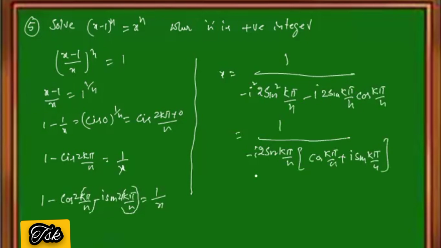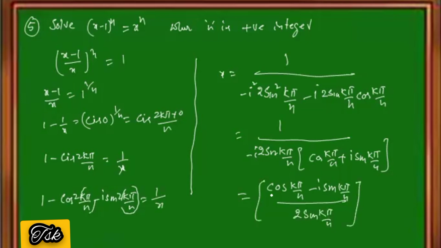There is 1 by cis theta. So this becomes cis of minus theta. There is a cos k pi by n minus i sine k pi by n by 2 sine k pi by n into 1 by minus i. 1 by minus i can be written as i. Also, I can write minus i here, and next step I can write this.